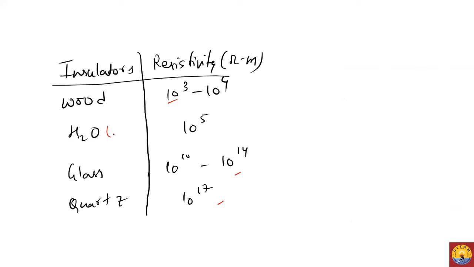This is deionized water, not the one which we drink. Our water has basically some ions inside it, so it conducts. But deionized water is also an insulator, 10 to the power 5 ohm meters. Then glass and quartz, they are like silicon oxide. Both have very high resistivity. So these are the three categories of materials.